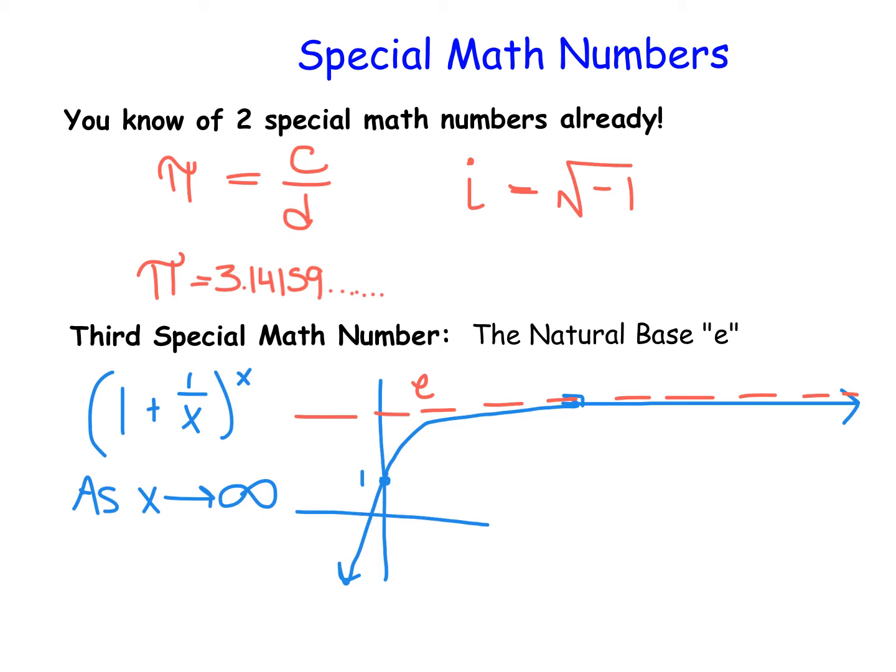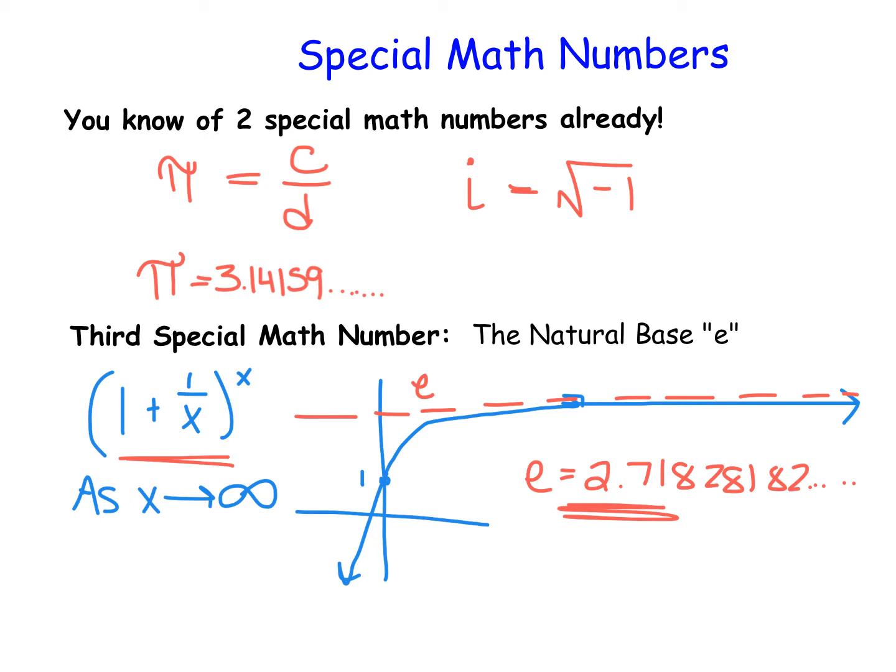And the natural base e is approximately 2.71828182, etc. So what you really need to know about e is that it comes from this expression, and as that expression approaches x equals infinity, or goes very, very far to the right, e is the number that that expression approaches, and it's approximately 2.71. So we're going to be using this value as we work in this chapter.